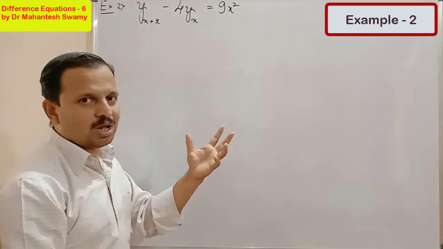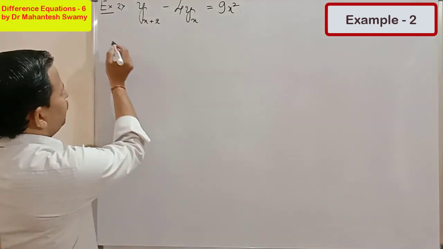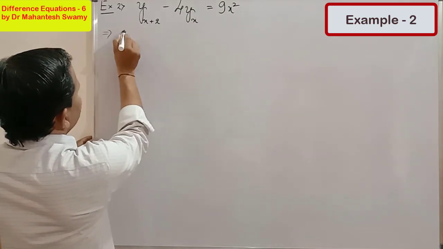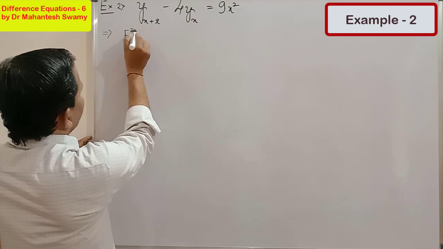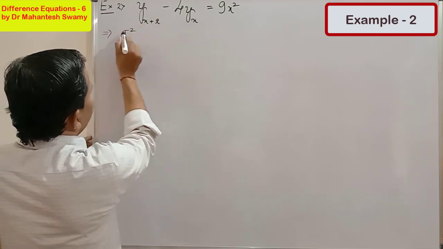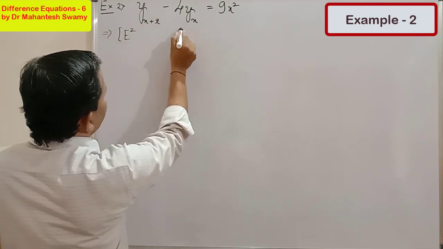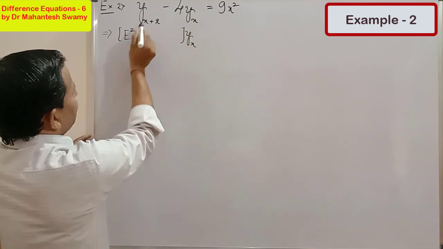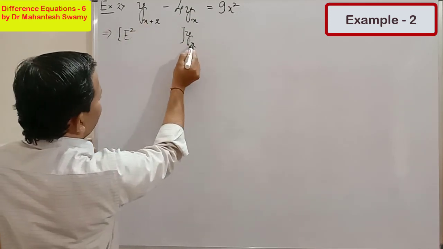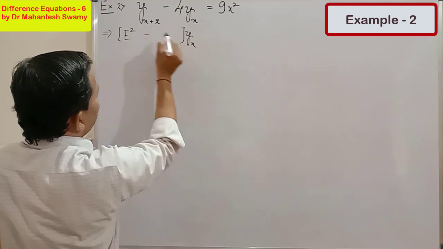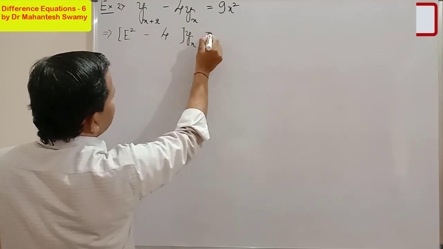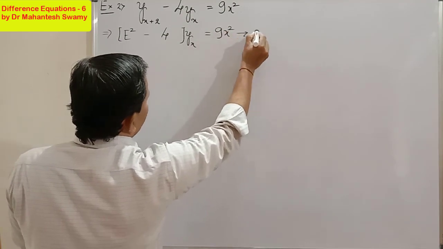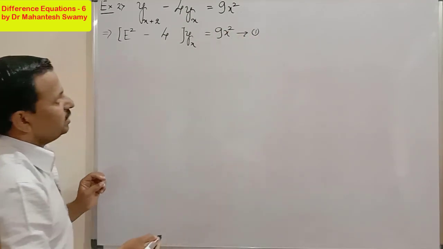So in order to solve this, we have to follow the same procedure. First we have to write down the difference equation as E square of y. This yx plus 2 can be written as E square of yx. We know this very well. Yx plus 2 is E square of yx minus 4yx as it is, that is equal to 9x square. So let us call it equation number 1. This is the given difference equation.